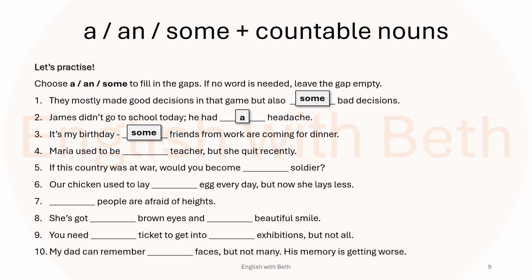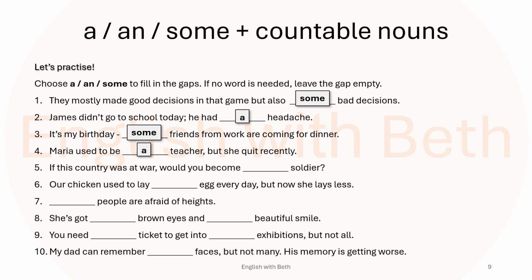Number 4. Maria used to be a teacher, but she quit recently. So here we use the indefinite article a because we are talking about what Maria was like. She used to be a teacher. Teacher is a singular countable noun.